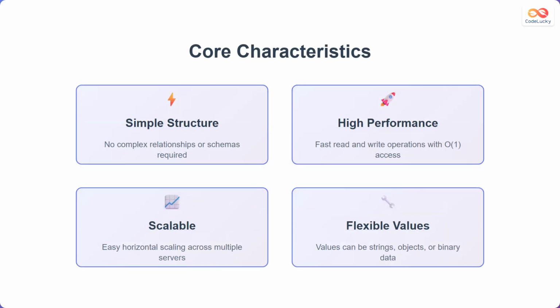Key value stores have several core characteristics. First, their structure is simple, requiring no complex relationships or schemas. Second, they offer high performance, providing fast read and write operations with O(1) access. Third, they are scalable, allowing easy horizontal scaling across multiple servers. Finally, they offer flexible values, where values can be strings, objects, or even binary data.